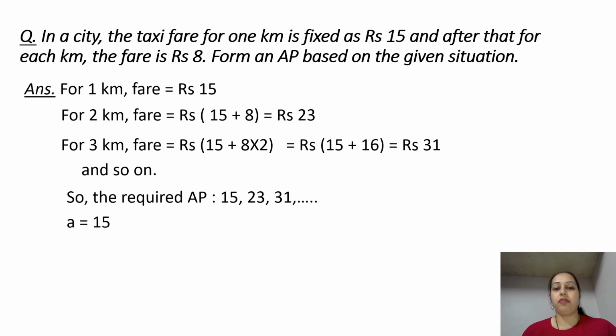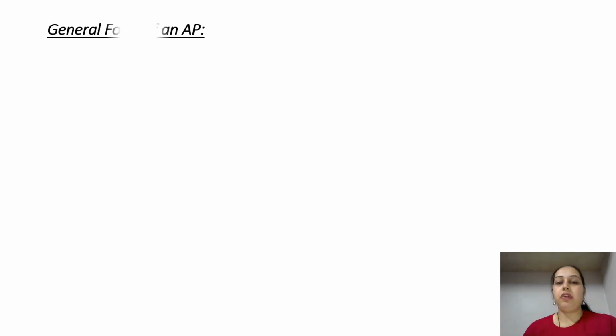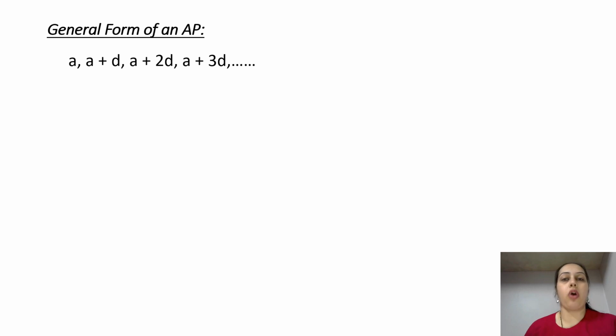If we look carefully, the first term is 15. And can you guess the common difference? Yes, the common difference is 8. So this takes us to an important part, the general formula of an AP, which is A, A plus D, A plus 2D, A plus 3D and so on, where A is the first term and D is the common difference.